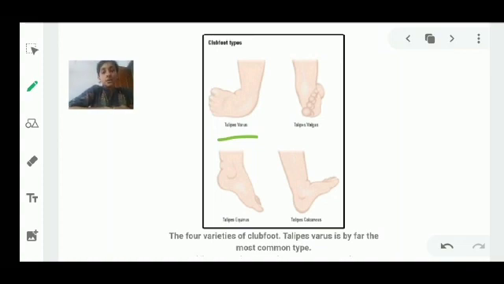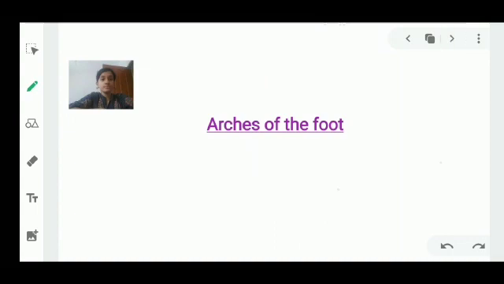In talipes equinus, the foot is plantar flexed and the person walks on toes. And in talipes calcaneus, the foot is dorsiflexed and the person walks on heels. So that's all about the arches of the foot.